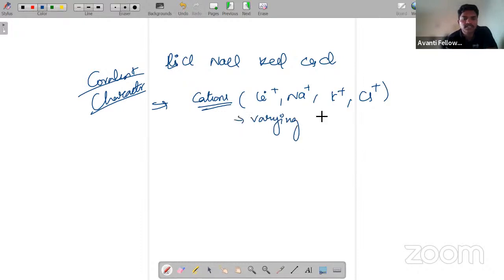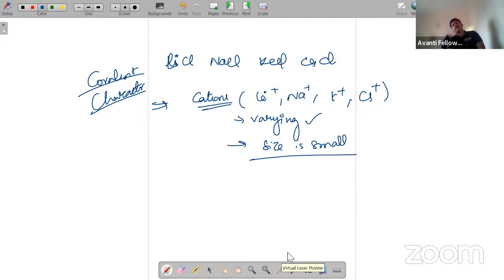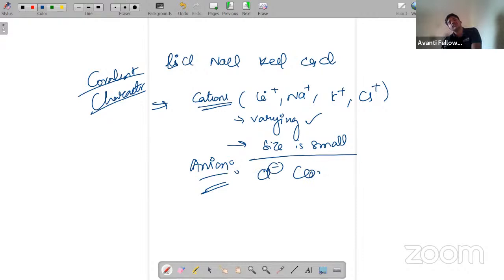First point, and the second one is their size is small, very small. Now coming to the anion, what have we seen? Cl is the common one here. In case there is a common anion, its effect will be common, meaning it doesn't have that much influence on the comparison.